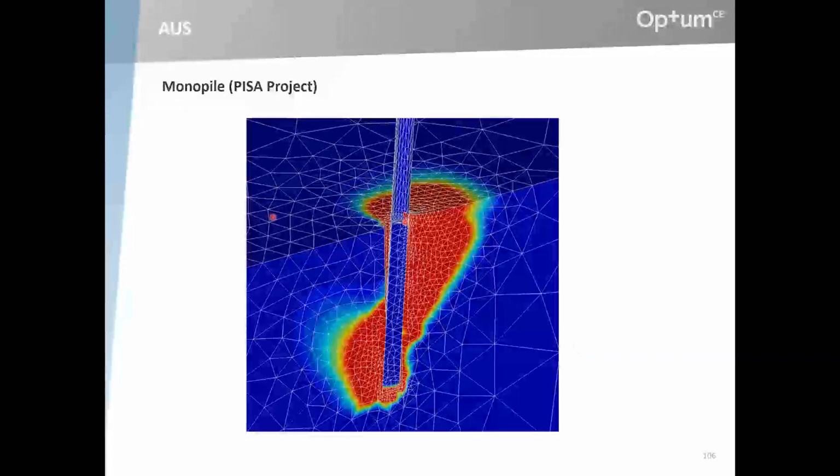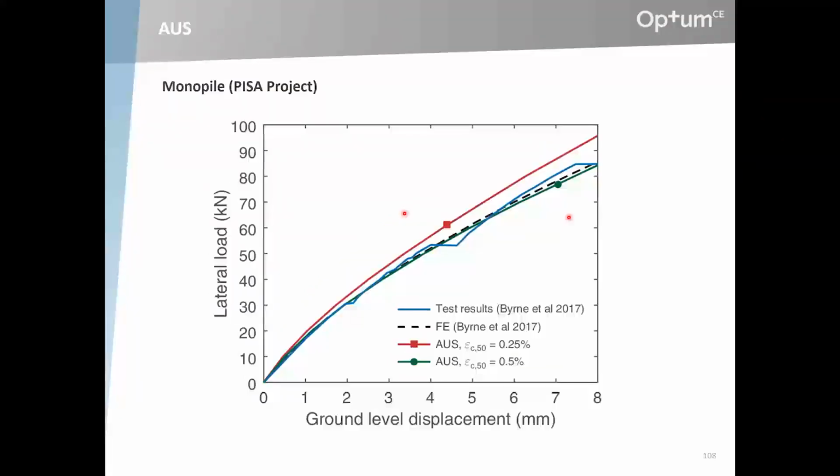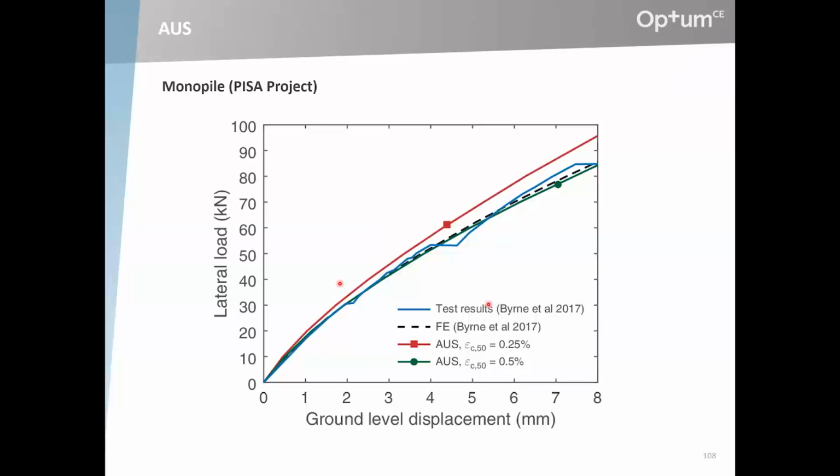A plot of how things look close to failure, and then some load displacement curves, test results in blue, AUS in green and red. This is for two different values of the strain at half the strength, 0.25% and 0.5%, and typical data are in that range, and both of them are kind of reasonable. In black here, some other finite element results with a completely different model, an effective stress model actually, and at lower displacement levels as well. The green, the 0.5, seems to be better here, and at higher levels the 0.25 seems to be better. But somewhere in that range, maybe 1/3, would have been the optimal choice.